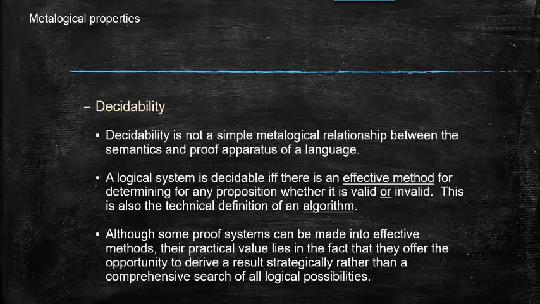A logical system is said to be decidable if and only if there is an effective method for determining for any proposition whether it is valid or invalid. This is also the technical definition of an algorithm. What we mean by an effective method is whether it can be fully mechanized so that no human judgment is required to demonstrate it. Although some proof systems can be made into effective methods, their practical value to us lies in the fact that they offer the opportunity to derive a result strategically rather than involve us in a comprehensive search of all logical possibilities. That's what computers are very good at. It's what humans are not good at all.